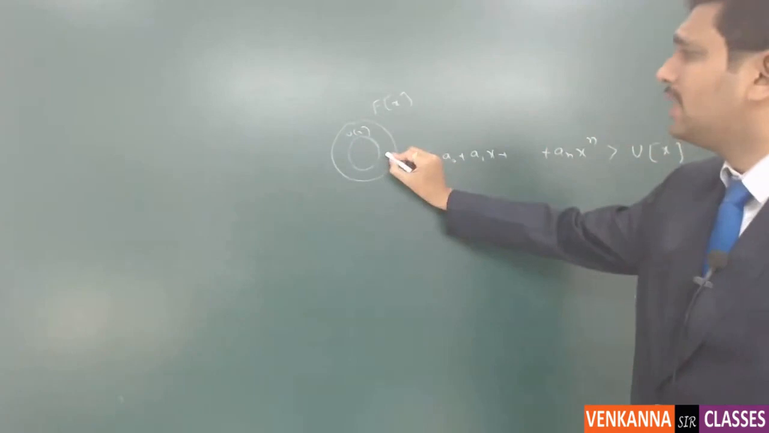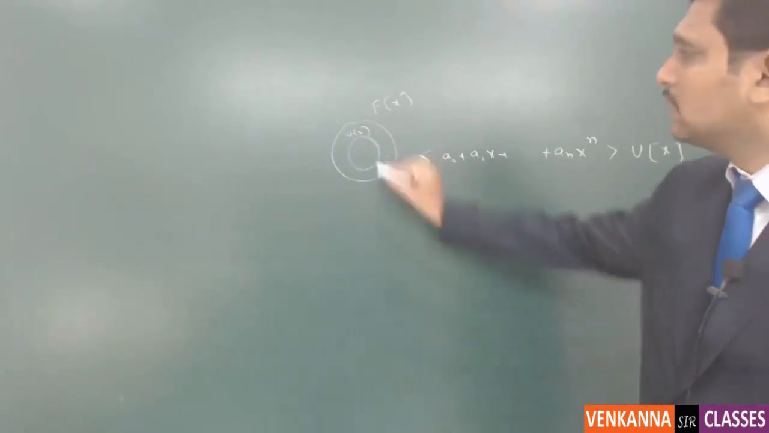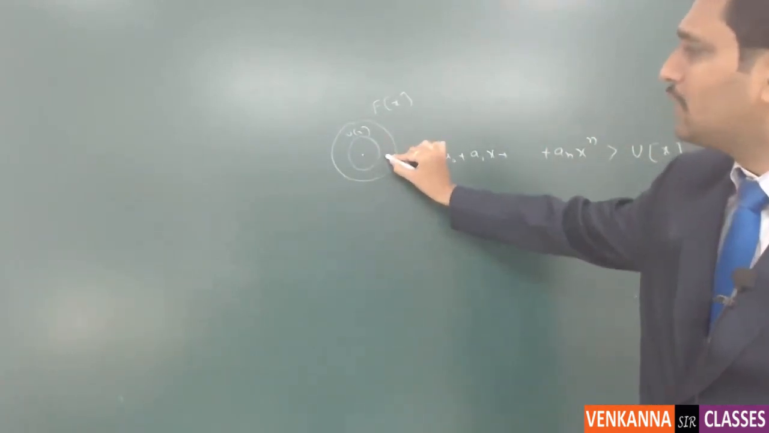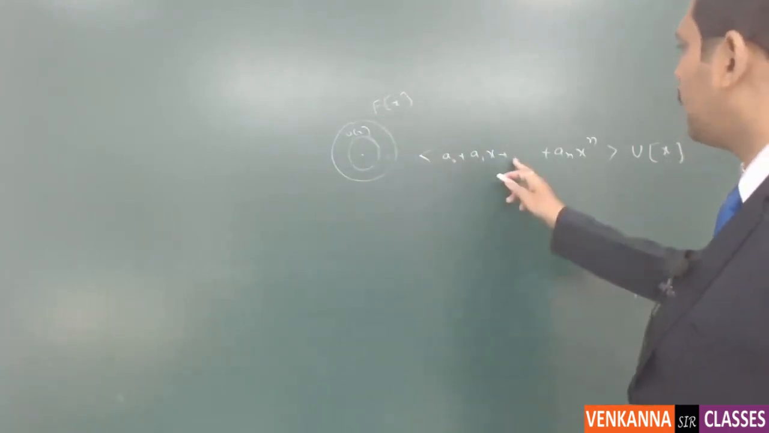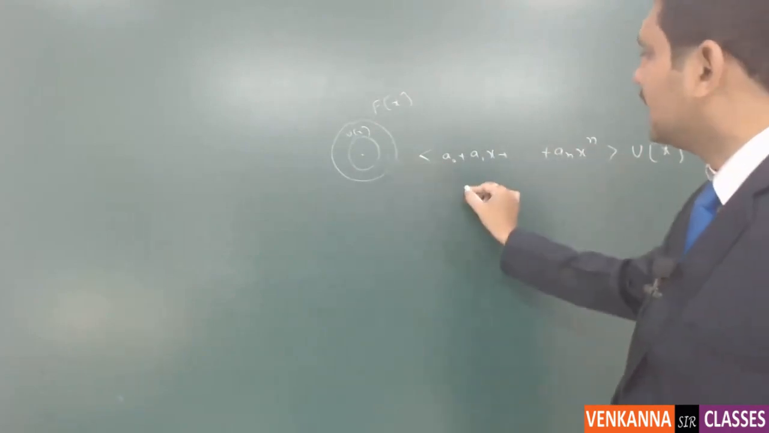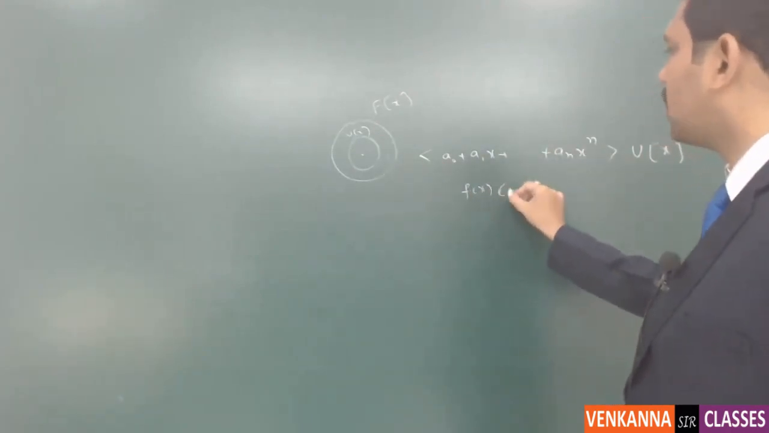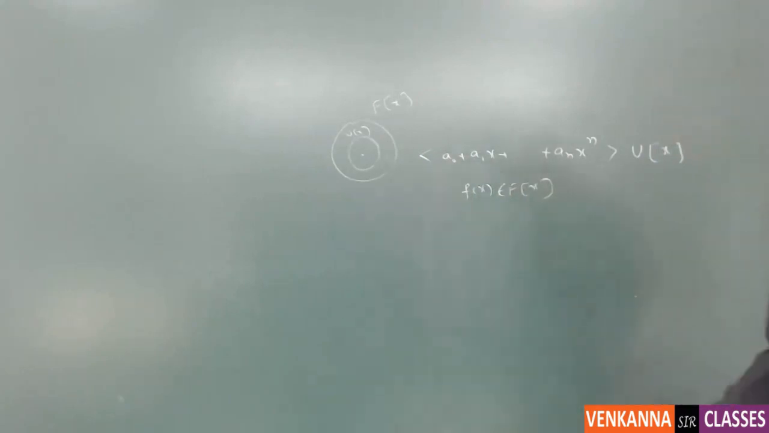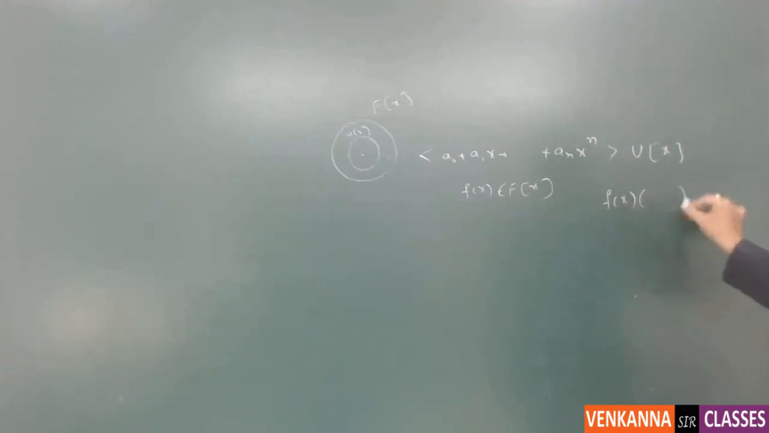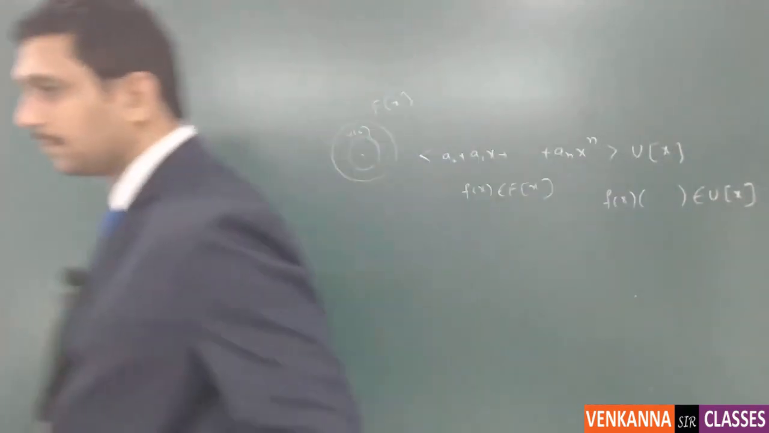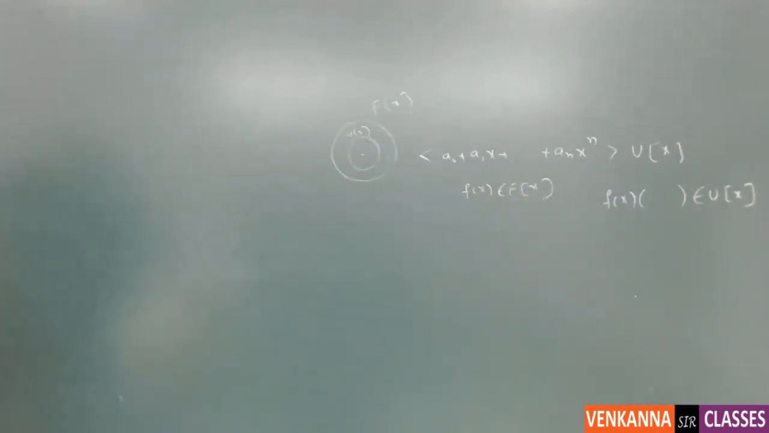For every polynomial in f, when you consider one value in u and one value in f, the product must belong to u. So if I take a polynomial in u of x and any other polynomial f of x belonging to f of x, then while considering the product, this value must belong to u of x. Accepted? Yes or no? The ideal second condition.